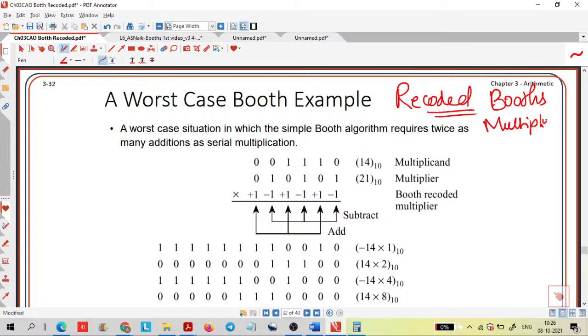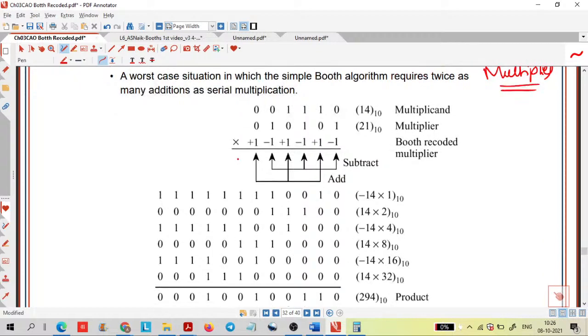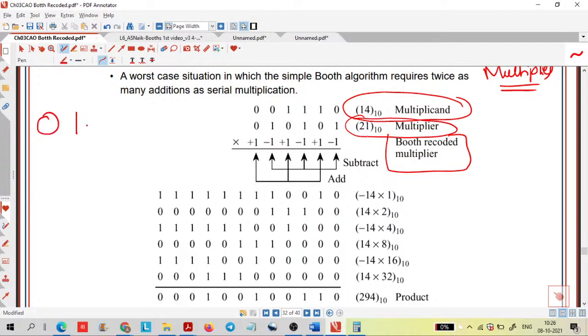This is one type of multiplication algorithm. So what is the worst case? Here, suppose the multiplicand is 14 and 21 is the multiplier. For the Booth recoded multiplier, we take the value of the multiplier. In our case the multiplier is 0 1 0 1 0 1, which is the binary of 21.